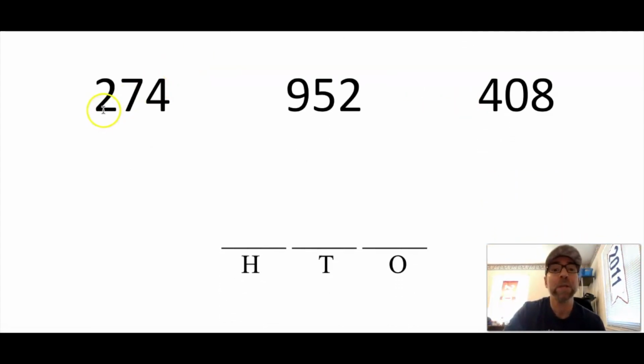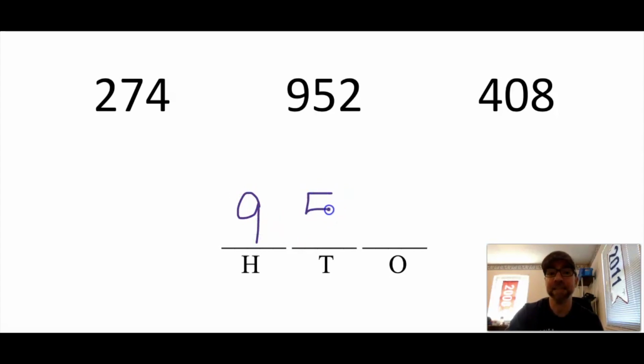I have some numbers on the screen here: 274, 952, and 408. Which number do you think is the greatest number? Well, that number is 952. In the number 952, I have 9 hundreds, 5 tens, and 2 ones.